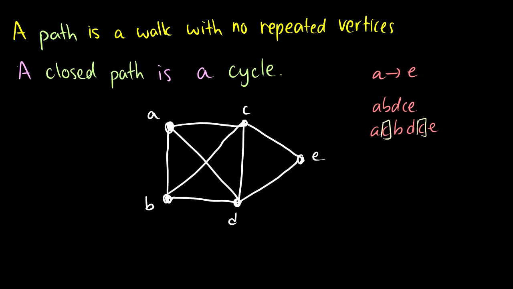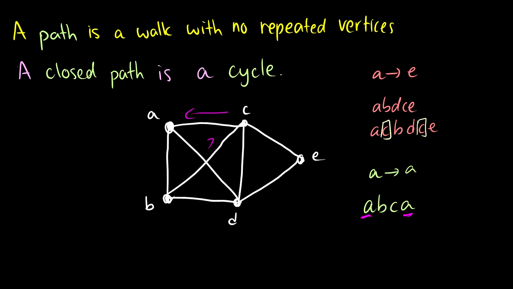A closed path is called a cycle. So a cycle from A to A could look like A, B, C, A. And you're saying, hold on a second, A is being repeated twice, but we don't count the start and the end as a repeated vertex if we're saying I want a path that goes from A to A. We say the first and the last one can be repeated. That's it. So that would be a cycle from A to A: A goes to B, B goes to C, and C goes to A.